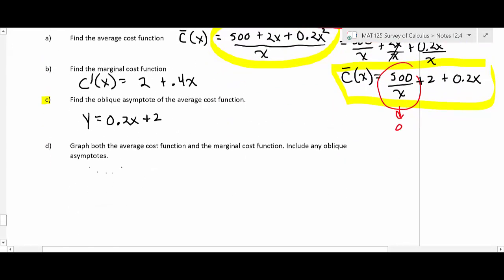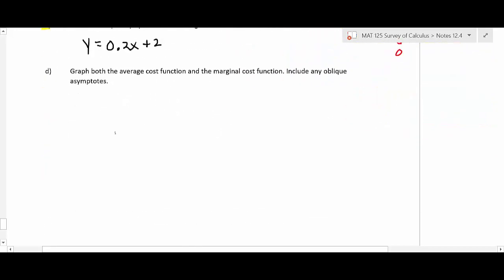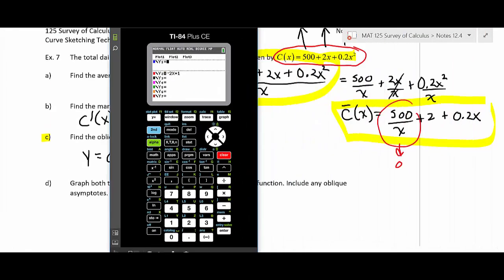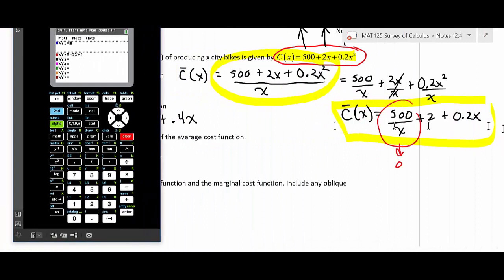Okay, so what we want to do is we're going to do this on the calculator. We don't want to do this by hand. Let's go ahead and put two things in our calculator. What the problem says to do is to graph the average cost function. So you can put it in like this, or you could even put it in just like this. It's your call. I'm just going to put it in as 500 over x, and then plus 2, and then plus 0.2x. So we want to get that graphed.